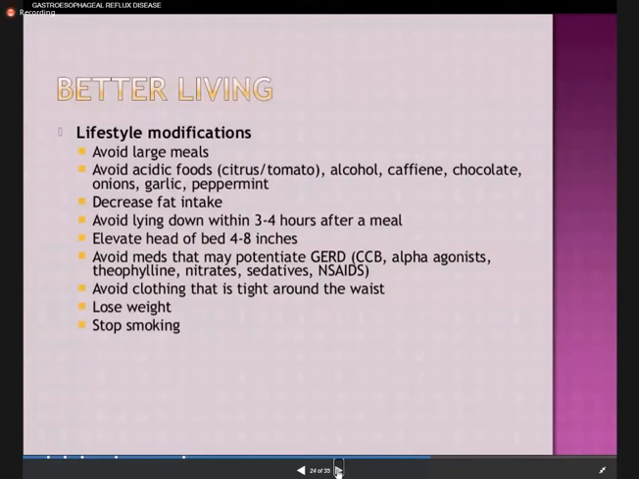Decrease the fat intake. Avoid lying down within 3 or 4 hours after a meal. Elevate the head of the bed by 4 to 8 inches. Avoid meds that may potentiate GERD, for example, calcium channel blockers, alpha antagonists, tricyclic antidepressants, nitrates, sedatives. Avoid clothing that is tight around the waist, lose weight, and stop smoking. So all in all, these indicate that you should opt for a healthy lifestyle.